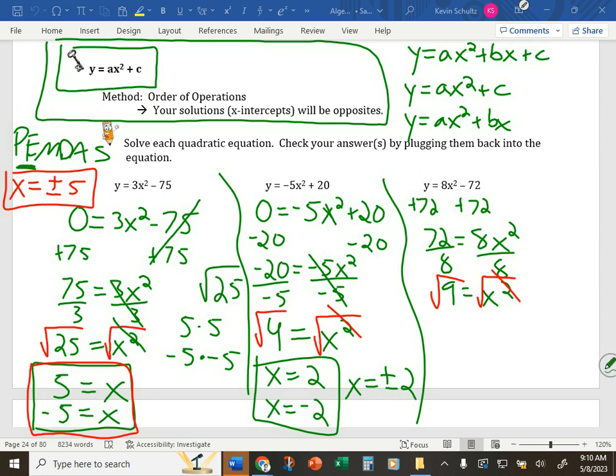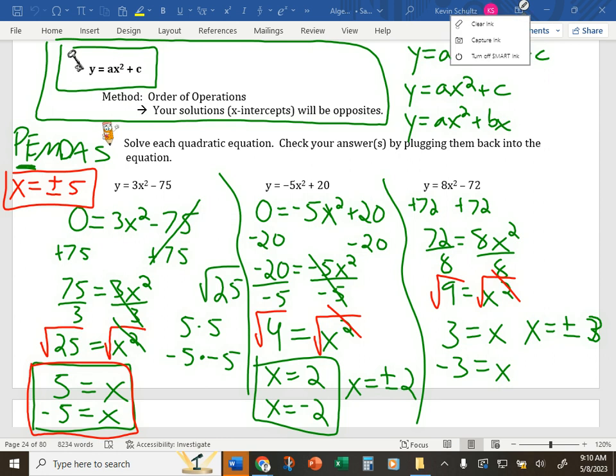And what do you get for x? 3 equals x and -3. Good. 3 and -3 are your values for x. If you want to shorten that up, you could use the plus minus symbol, x equals positive or negative 3. Okay. Any questions on this before we go on? No. I like it. Good.